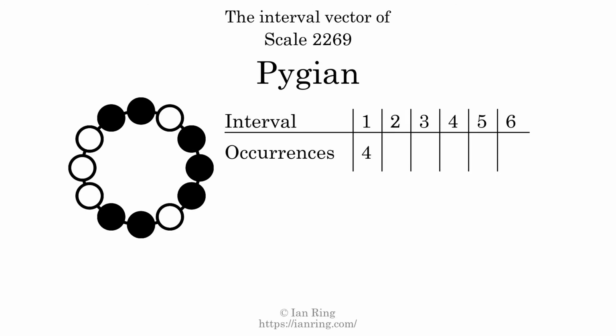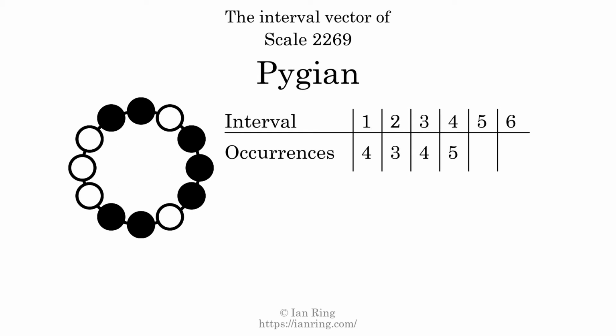There are 4 intervals with the size of 1 semitone. They are here, here, here, and here. There are 3 intervals with the size of 2 semitones. They are here, here, and here. There are 4 intervals with the size of 3 semitones. They are here, here, here, and here.